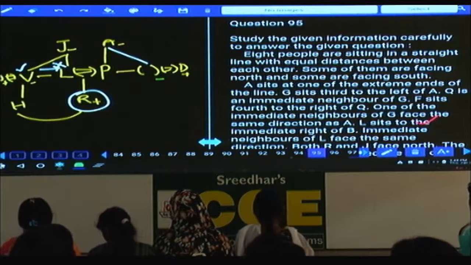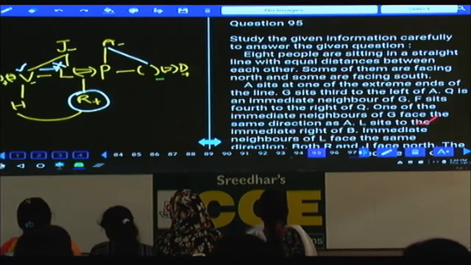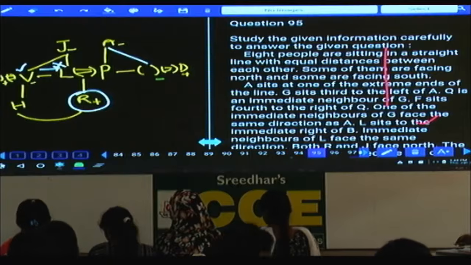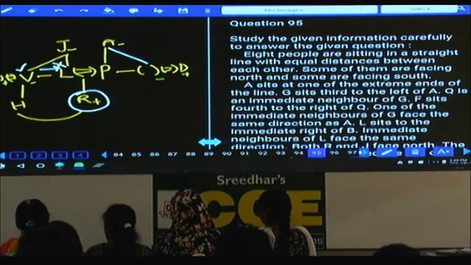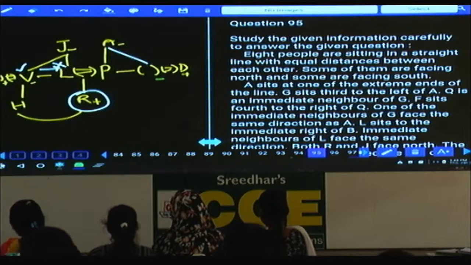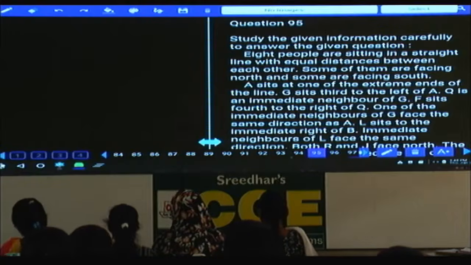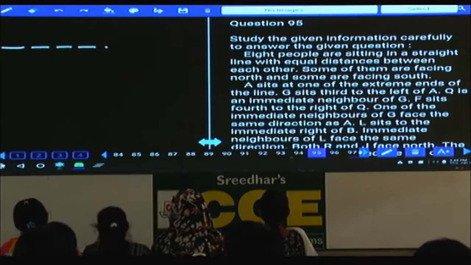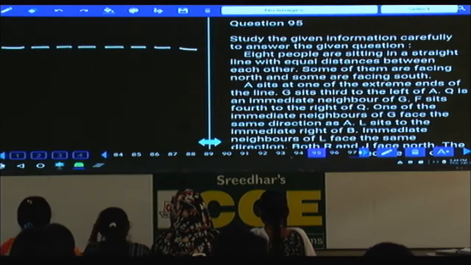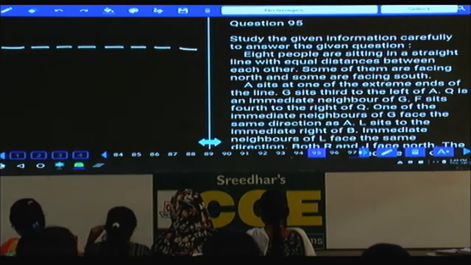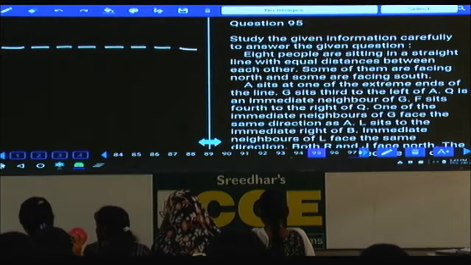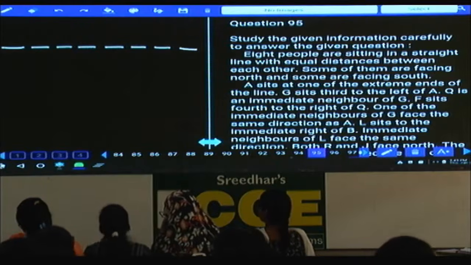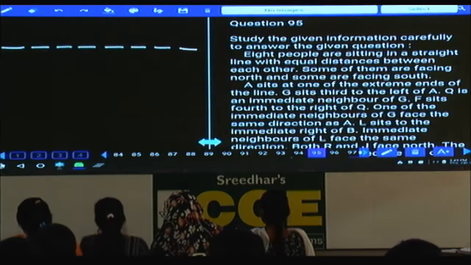95 to 99. These are based on seating arrangements. Tell me what is the information we have in this seating arrangement here. 8 people are sitting in a straight line. How many people? 1, 2, 3, 4, 5, 6, 7, 8. All together there are 8 people. They are sitting in a straight line and some of them are facing towards north and some of them are facing towards south. Some north and some south is clearly given. How many are north and how many south is not given.